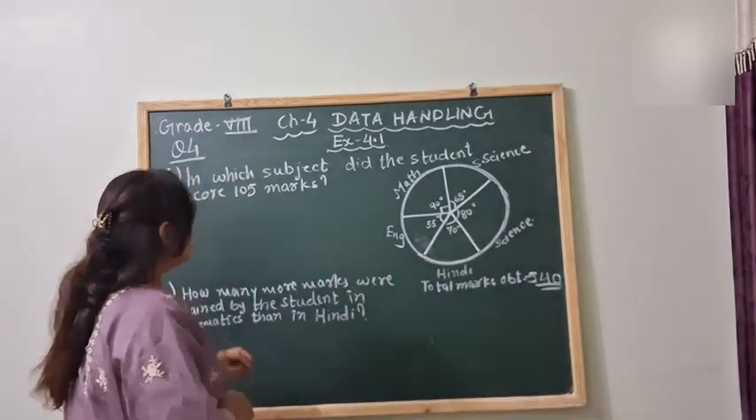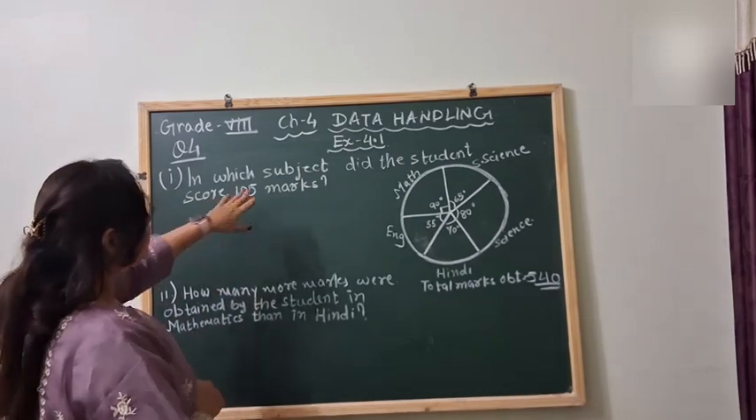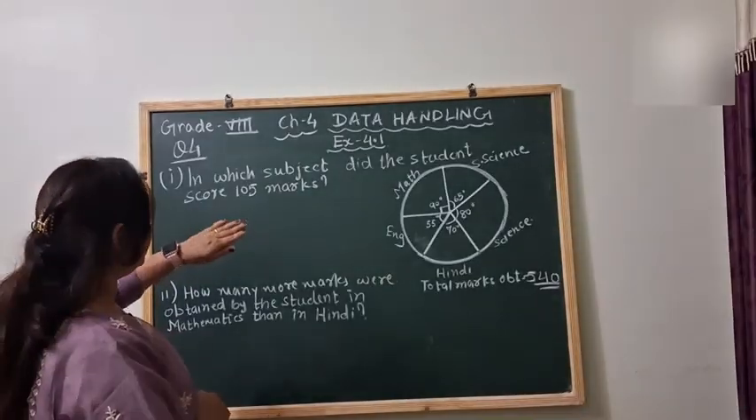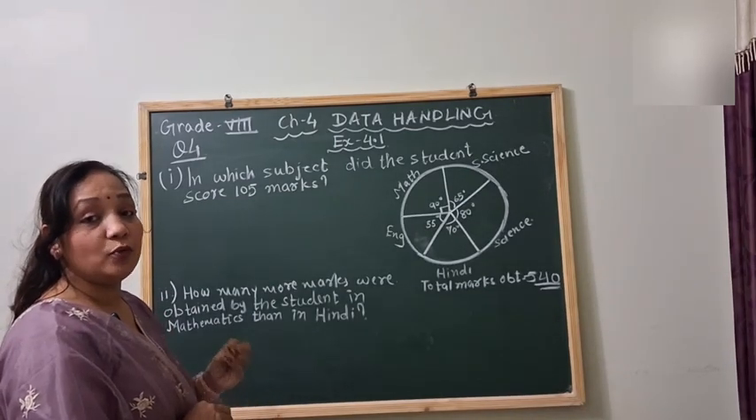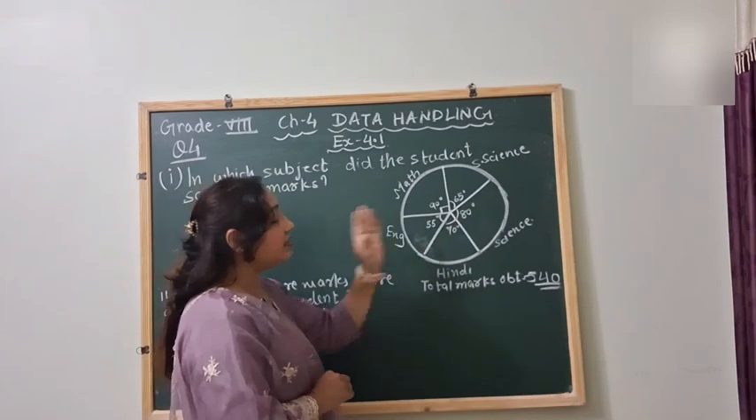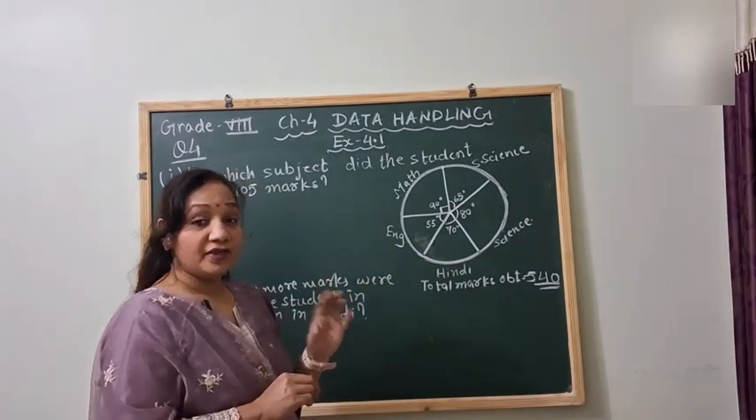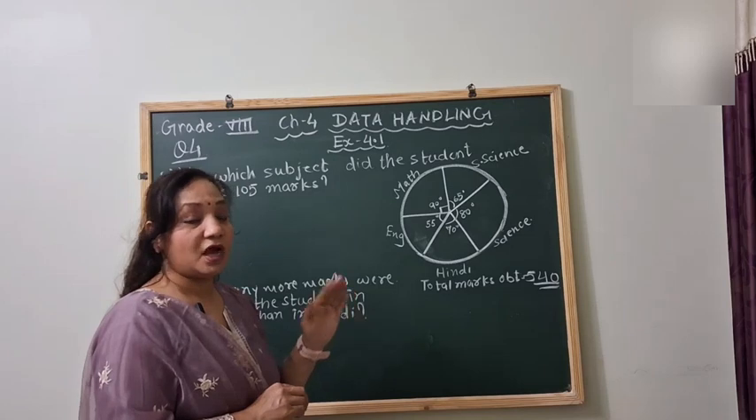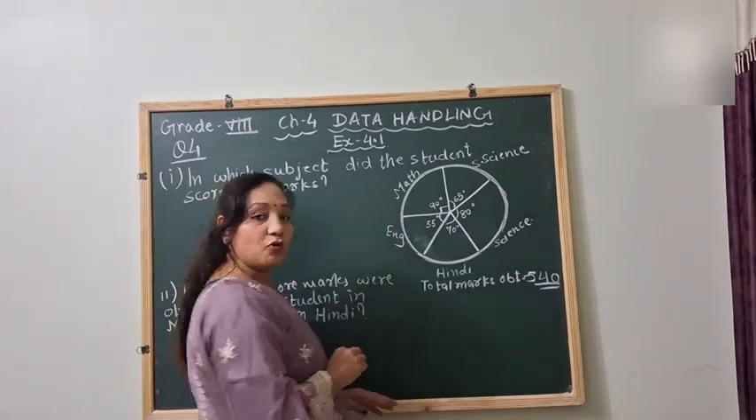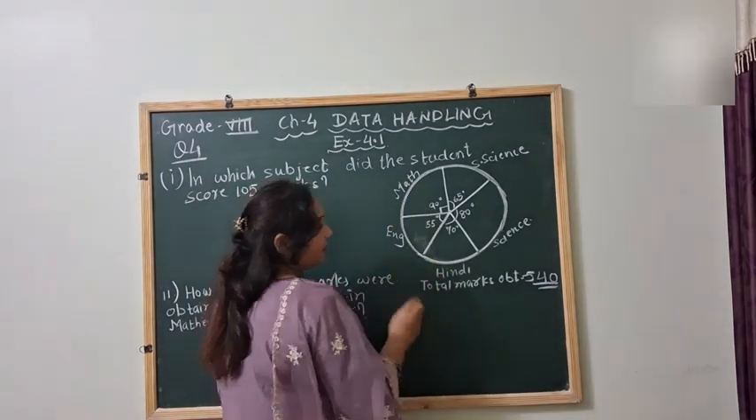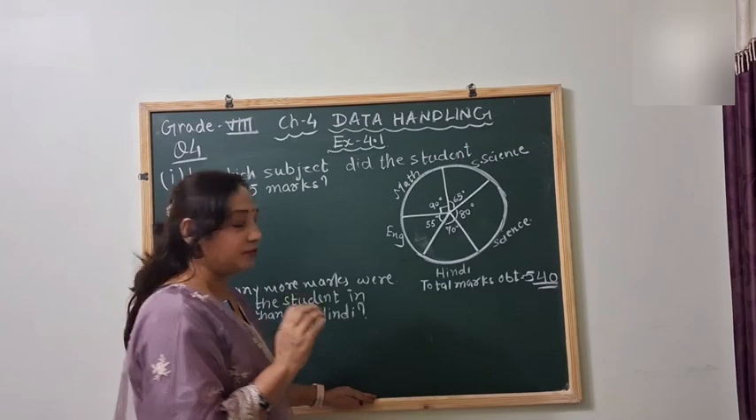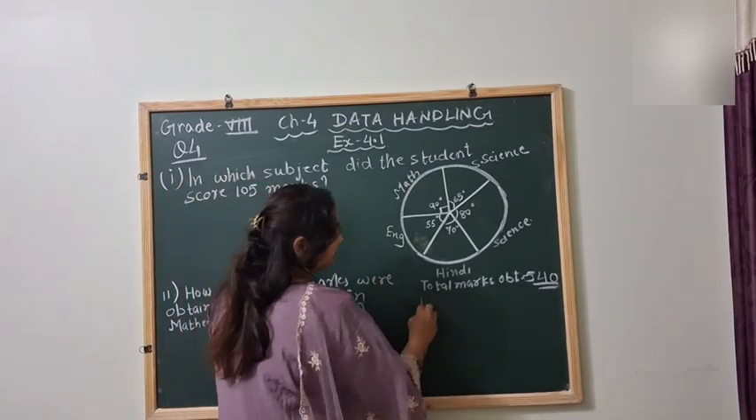Okay, so the first question asked is, in which subject did the student score 105 marks? Here they have given the degrees, but we can find the marks for each subject. How? These degrees are out of 360. Let us first take out the marks of each subject. First I am taking maths.